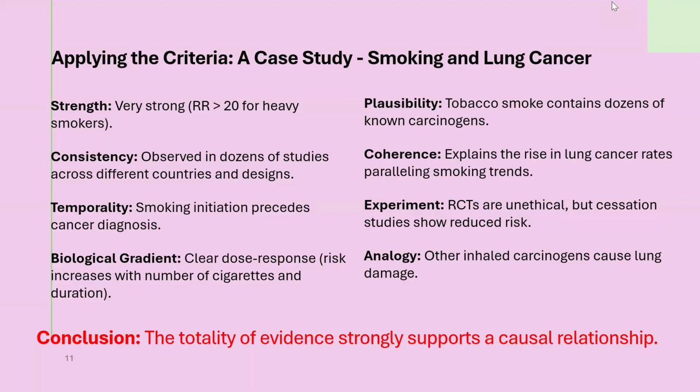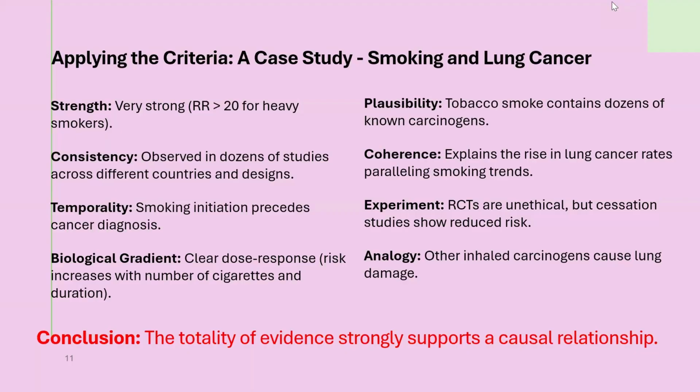Consistency. A consistency is observed in dozens of studies across different countries and designs that there is a strong relationship between smoking and lung cancer. The third component is temporality. So again, smoking initiation usually precedes cancer diagnosis. So the person would have been smoking for some time before the diagnosis of lung cancer, showing that the exposure came before the outcome.